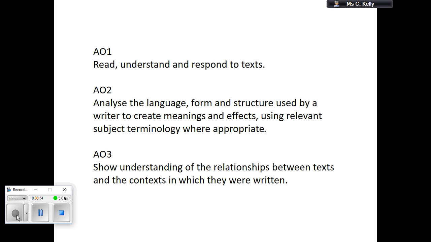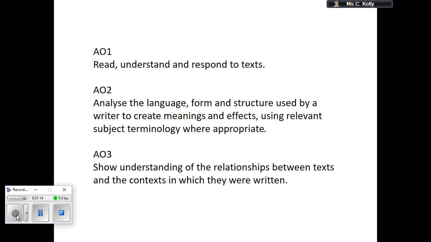One of the most important things we need to do is look at the assessment objectives for the lesson. So there's 3 of them. The first one is just to read, understand and respond to text. So in that case, this is the poem. To be able to read the poem, understand the story behind it and be able to give your own opinions on that.